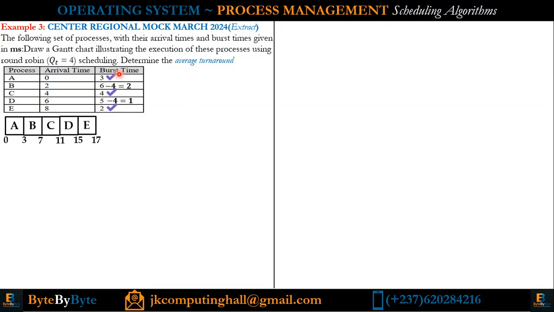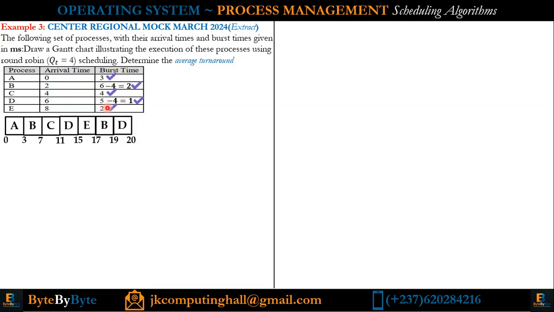So we start back. A is complete, so we now come to B, but this time around B needs only 2 units and not 6, because it has already consumed 4, so he needs only 2. So B will be executing from 17 to 19, and that's how he completes his execution. C is complete. We come to D. D needs only 1, so that's why we have 20. So D also completes its execution.